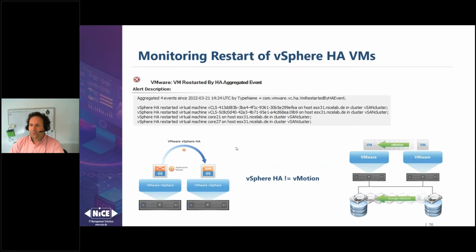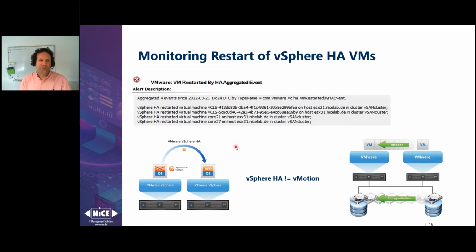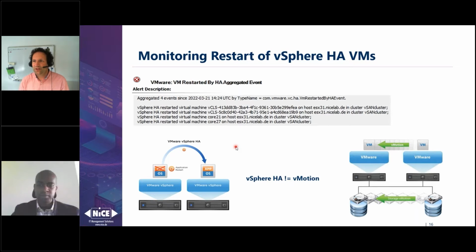All right, let's go to the first feature. The first feature here is monitoring the restart of vSphere HA VMs. This is really about the high availability of your virtual machines. You typically have a cluster of various ESX hosts, and obviously if one ESX host goes down, you want to make sure that your VMs continue to run and are correctly restarted. And you also want to know that they were restarted, because you might get a lot of those restart events.